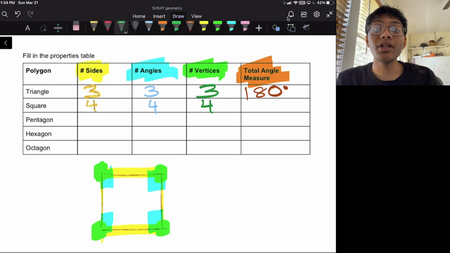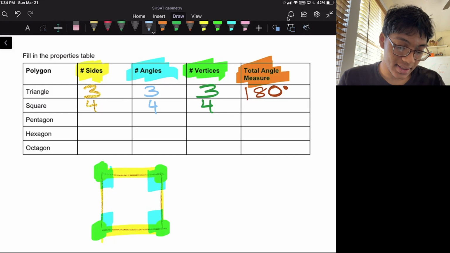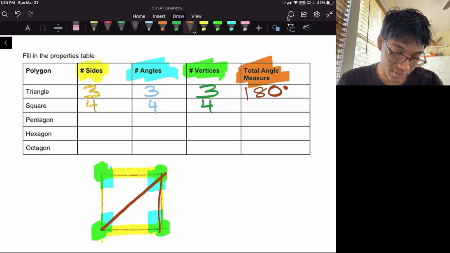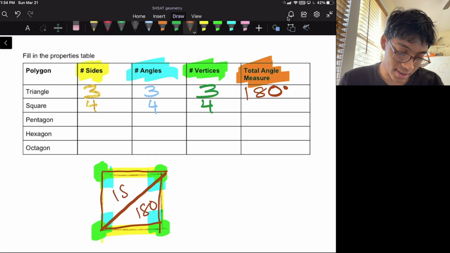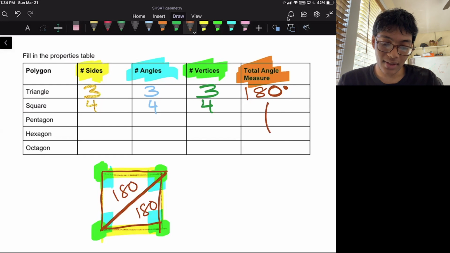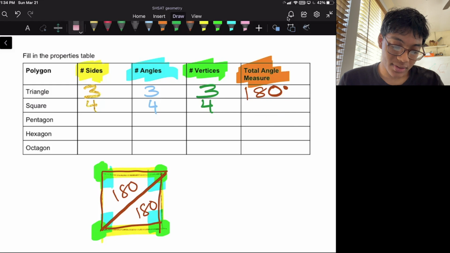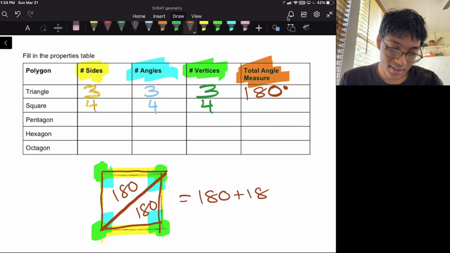What's the total angle measure in a square? Well, let us chop this thing up, and boom, you got two triangles, right? One triangle is 180, the other triangle is also 180. Why are triangles 180? Well, that's what we wrote last time, remember? So, what's the total angle measure of a square? Well, it's 180 plus 180, and that's just 360. So, I can go ahead and write 360 right here.